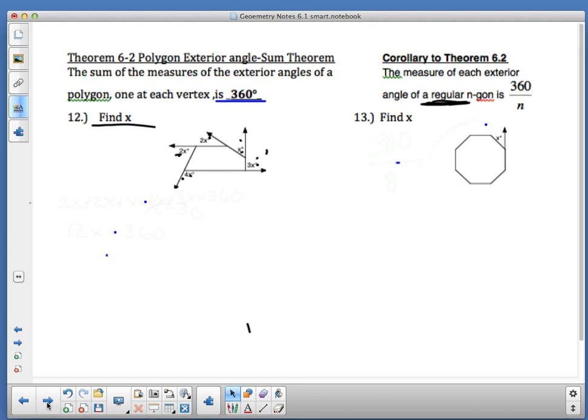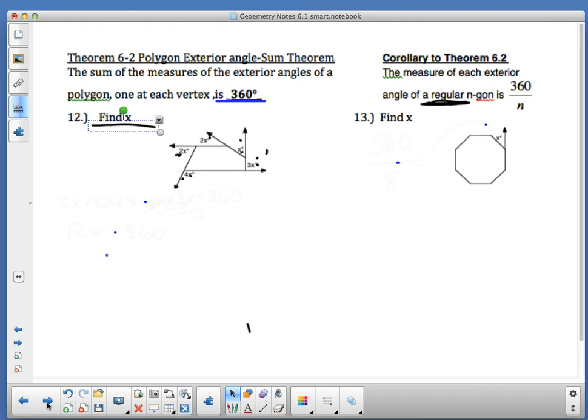Now, if an exterior angle of that figure is 10 degrees, and the exterior angle and the interior angle are supplementary, what's the interior degree? 180 minus 10, 170. Pretty high-tech stuff now, right? We're able to do a bunch of stuff with that relationship.